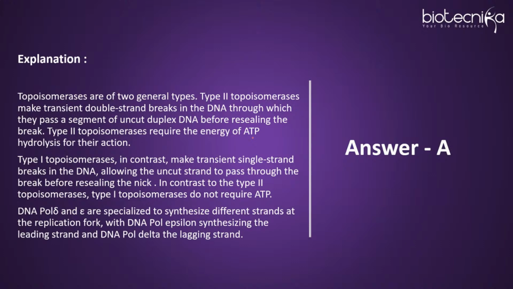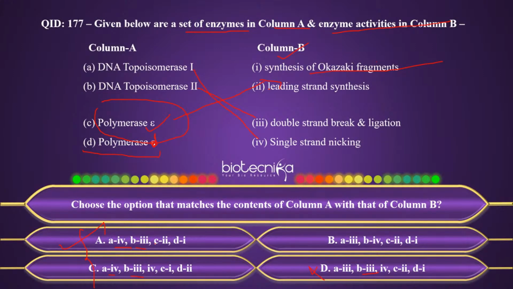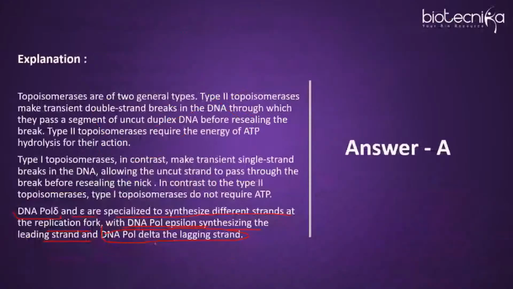And DNA pol delta. So the last option was: DNA polymerase delta and epsilon are specialized to synthesize different strands at the replication fork. DNA polymerase epsilon synthesizes the leading strand, while DNA polymerase delta synthesizes the lagging strand. So option A would be the correct one here. Whosoever have marked option A have done it right.